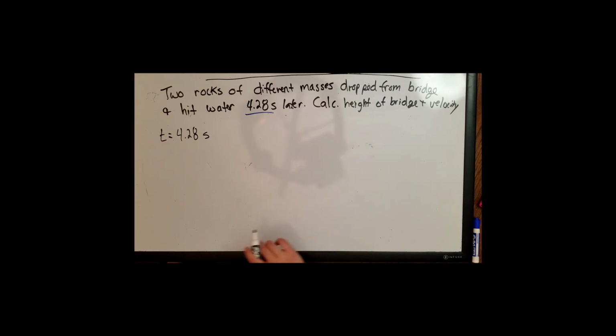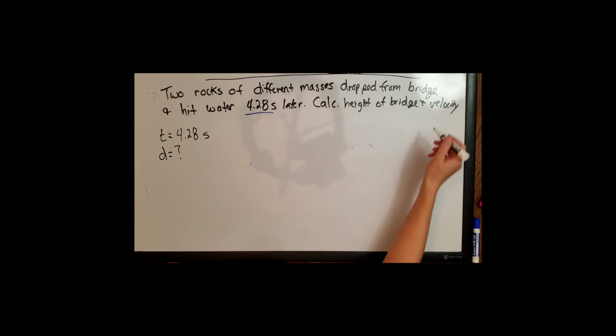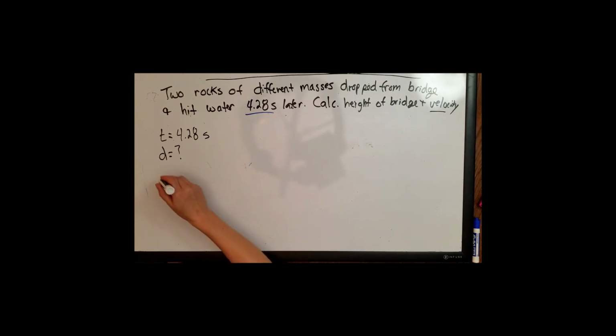They want us to figure out the height. And so when they say height, they're just looking at distance, d. It's going to be the same as distance. That's one of our unknowns. They also want us to solve for velocity. And that's represented by the letter v.